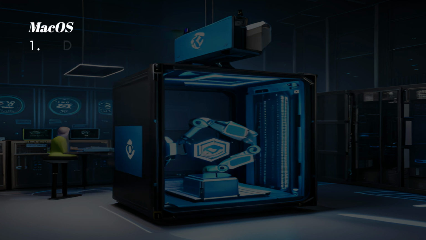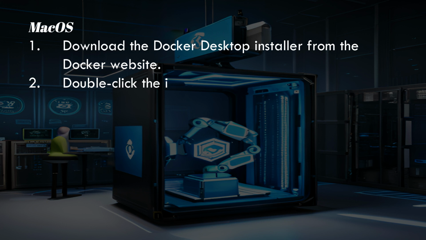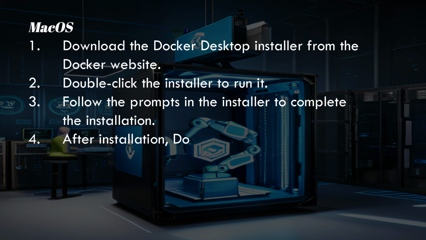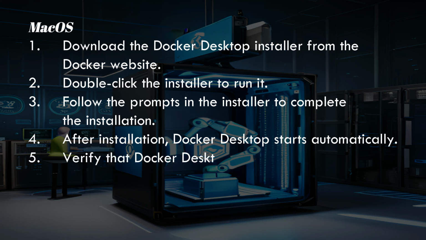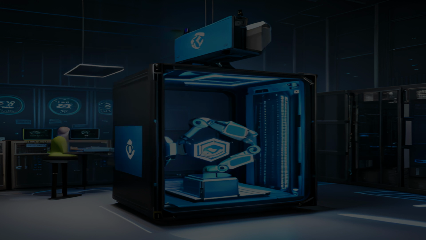macOS. 1. Download the Docker Desktop installer from the Docker website. 2. Double-click the installer to run it. 3. Follow the prompts in the installer to complete the installation. 4. After installation, Docker Desktop starts automatically. 5. Verify that Docker Desktop is installed correctly by running the Hello World image in a terminal window.